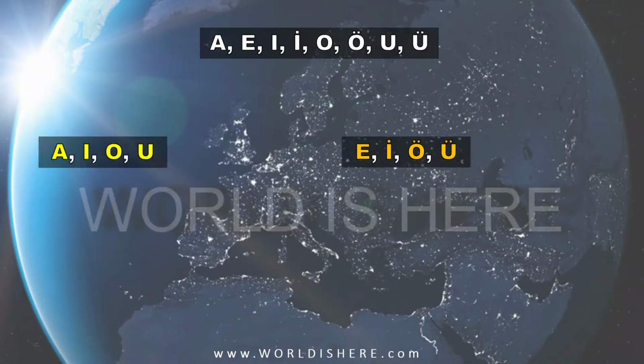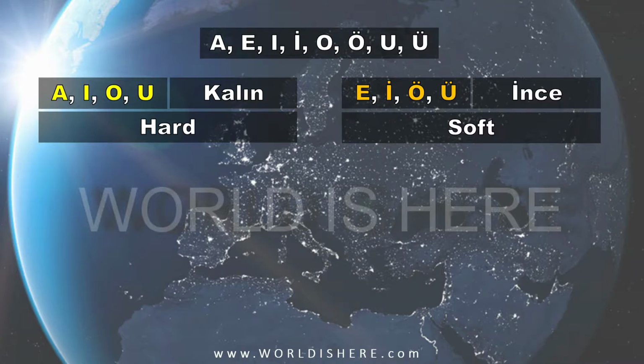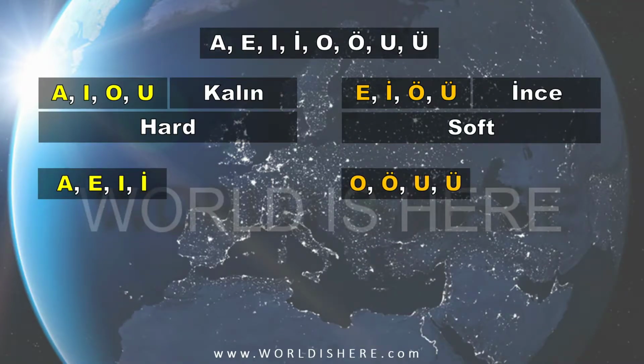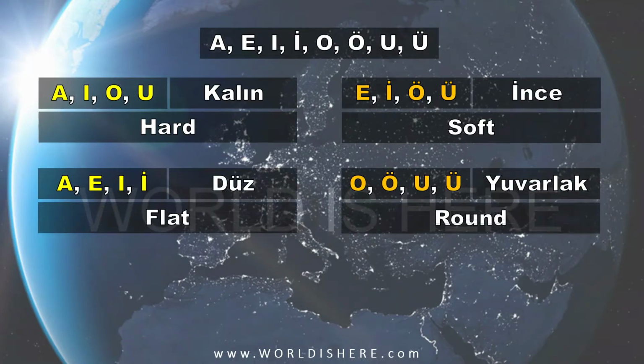At the beginning, let's remember. A, ı, o, u, kalın. E, i, ö, ü, ince, right? Right now, we are gonna look at those vowels in a different way. A, e, i, o, ö, u, ü. And this is düz ünlüler, yuvarlak ünlüler. Düz means flat, yuvarlak means round. Düz ünlüler, yuvarlak ünlüler. Okay?